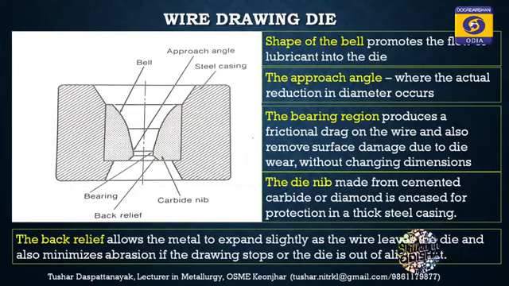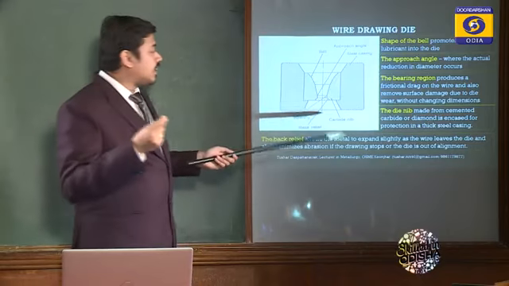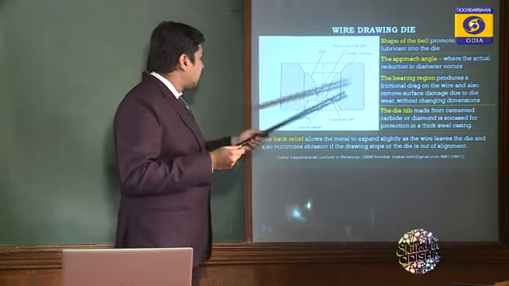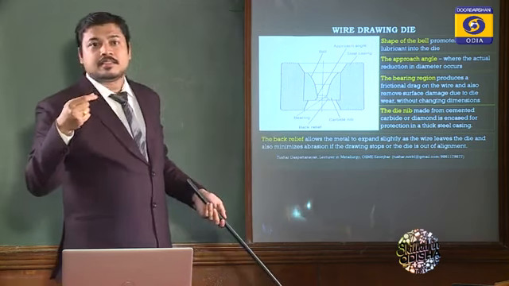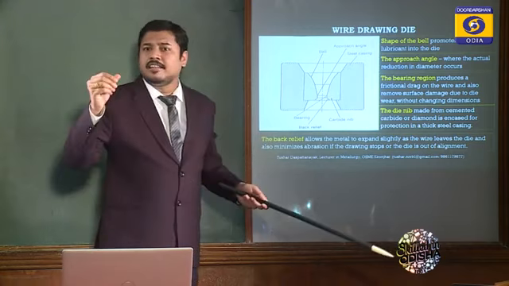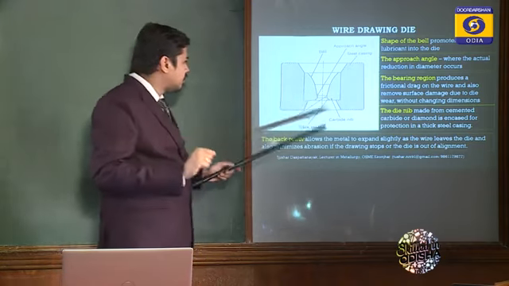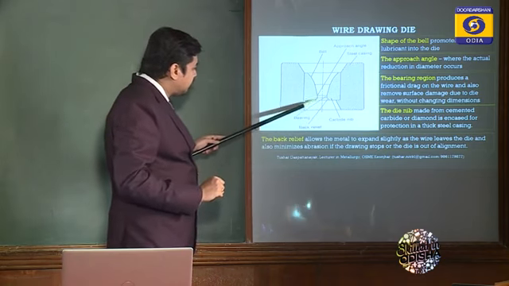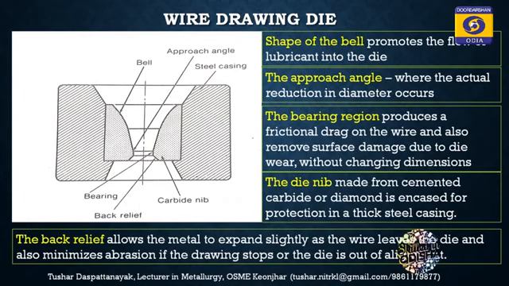This is the bearing section. What does this bearing section do? The bearing section produces a frictional drag so that surface damage is removed, or generally it will polish the wire. This is the back relief. Look at this. This is the back relief.